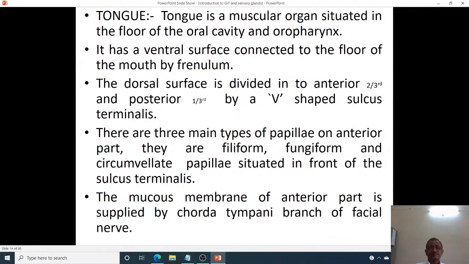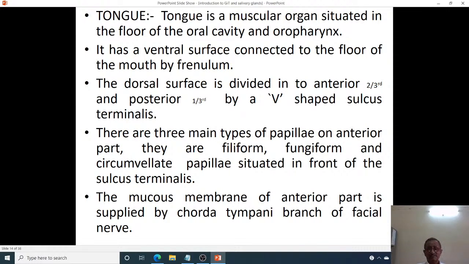Tongue. The tongue is a muscular organ situated in the floor of the oral cavity and oropharynx. So the tongue is extending from the oropharynx into the oral cavity. It is a muscular organ. That means there is no bone inside the tongue.